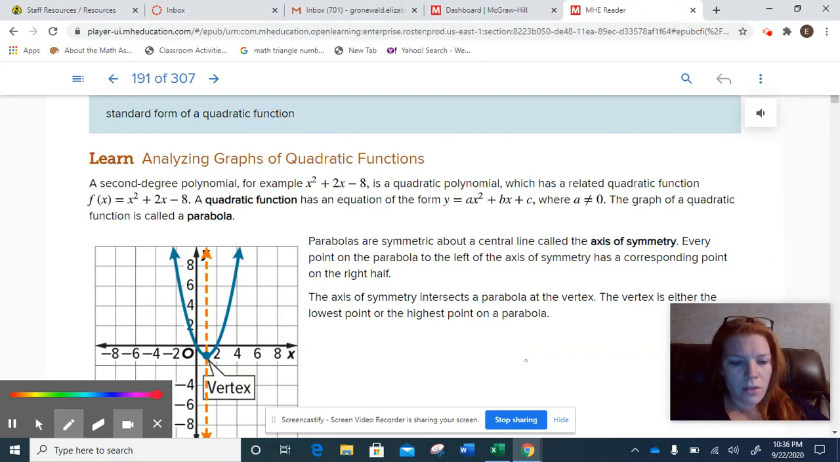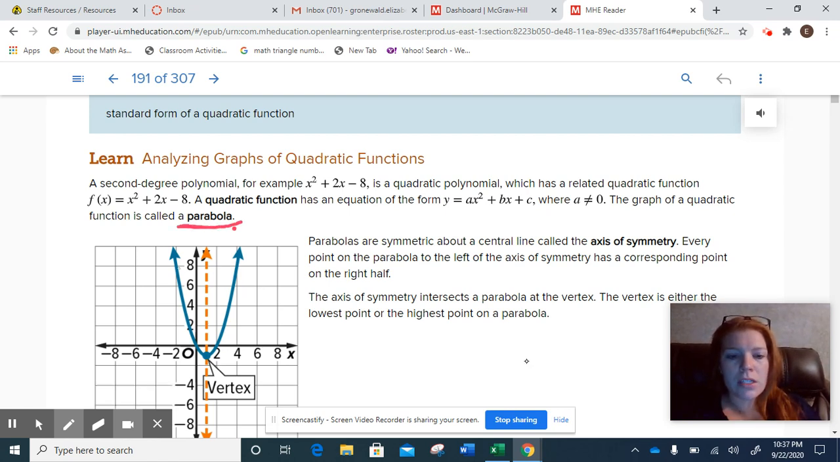Okay, we're going to start 11-1, and this is all about graphing quadratics. The main thing that you want to think about when graphing quadratics is the shape that it makes. It makes what's called a parabola. It's this U shape and it's symmetrical, meaning that if you have points on one side of the graph, you can put them on the other side as long as you know where this middle line hits.